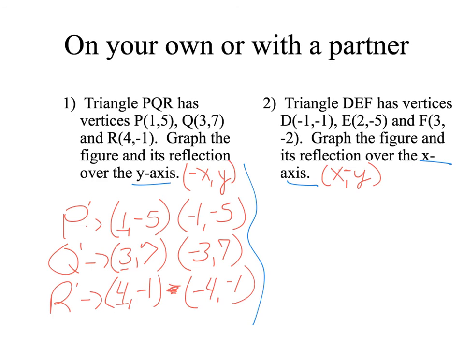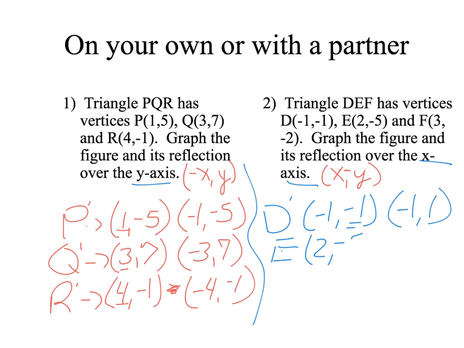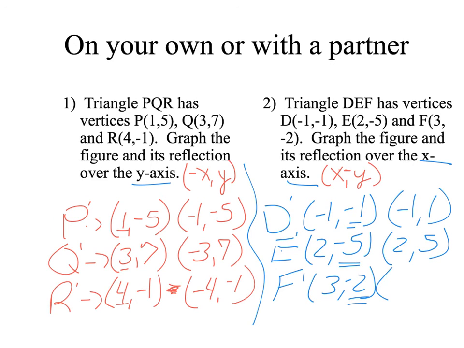For 2, our triangle reflected over the x-axis. D is at -1, -1. We're changing the y value this time. So D prime is going to be at -1, +1. E is going to be at 2, -5. E prime, once we change the y value, is going to be at 2, +5. F is at 3, -2. When I change that y value, it's going to be at 3, +2.